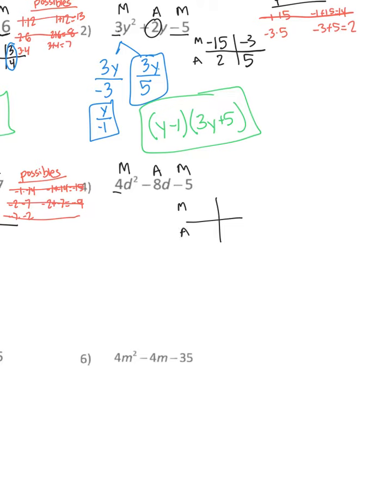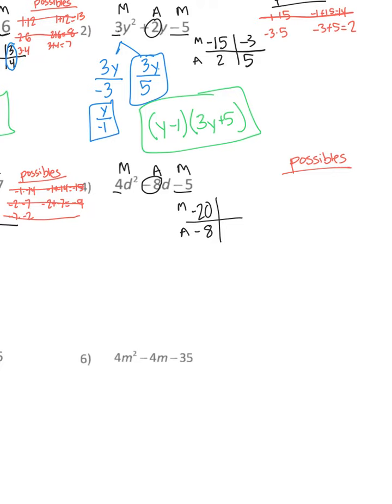If I've got 4 times negative 5, that gives me a negative 20. And then I'm going to add to give me a negative 8. So let's make my list over here. If I want to multiply to get a negative number, that means one number is going to be negative. And if I add to get a negative number, that means my bigger number is going to be negative.